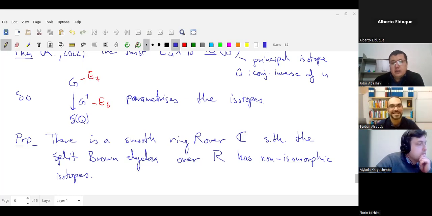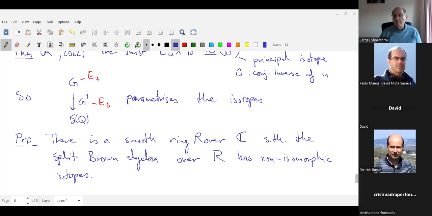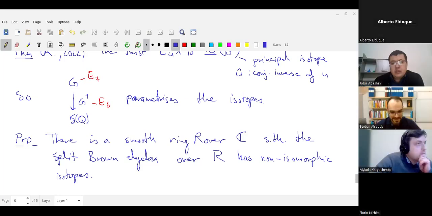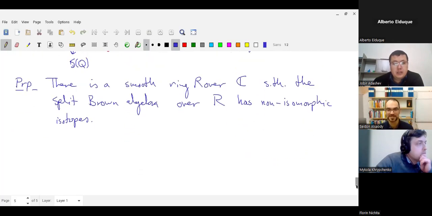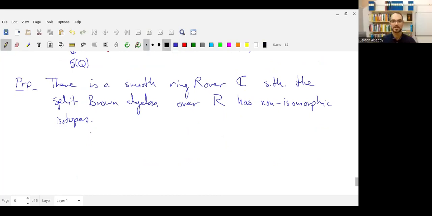Hi, it's a wonderful talk. In this last part on the isotopes, you assume that 6 is invertible, right? Yes. Is there any chance that this can be extended to general rings, or do you have any idea how to proceed? Yeah, so that's of course a very valid question that I tried and didn't find a satisfying answer.